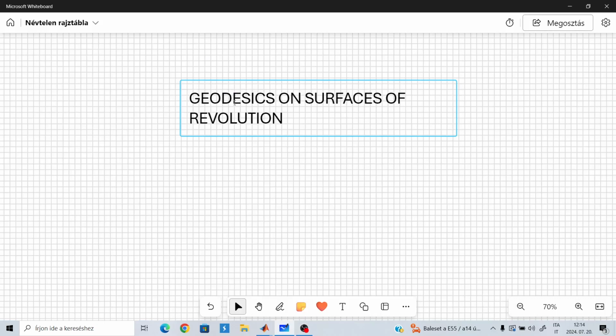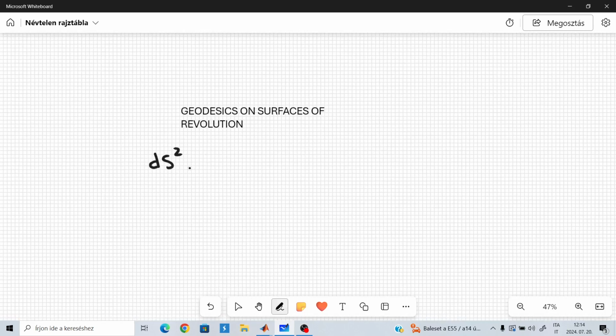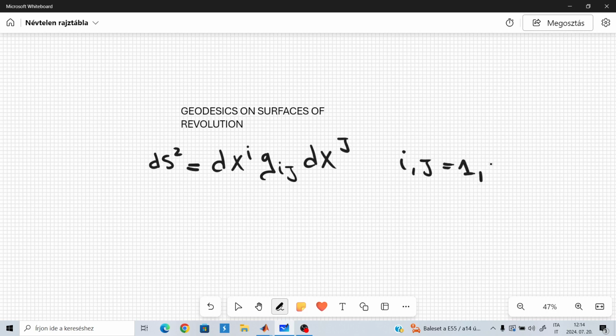Here I want to discuss geodesics on surfaces of revolution. In particular, we consider surfaces in 3 dimensions, and we start from the line element ds squared. Let me zoom out a little bit. ds squared can be written in the following form: dx^i g_ij dx^j, where i and j can be equal to 1 or to 2, because we need two parameters to describe a line element lying on a surface.